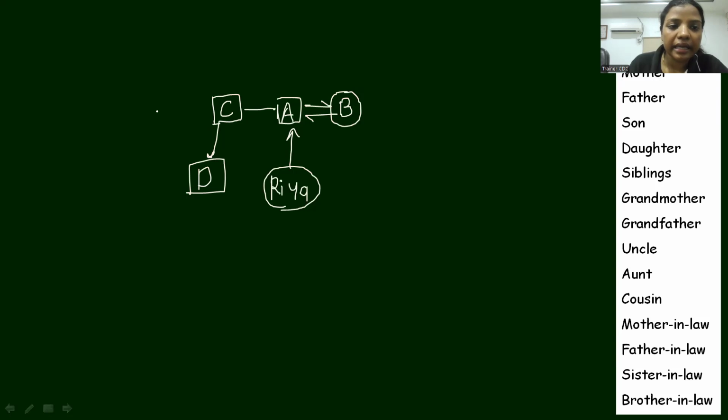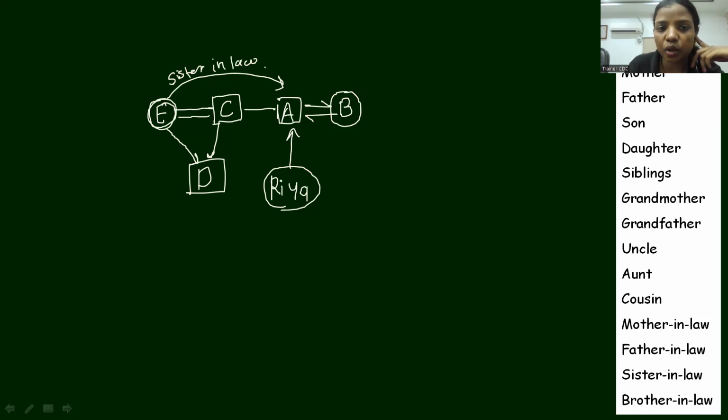Now, E is married to C, right? If E is married to C, then how is E related to D? E is the mother of D. Correct. Now, can you tell me how E is related to A? What is the relation of E to A? C is the brother of A, and E is married to C. E is a female, right? So E is the sister-in-law of A.